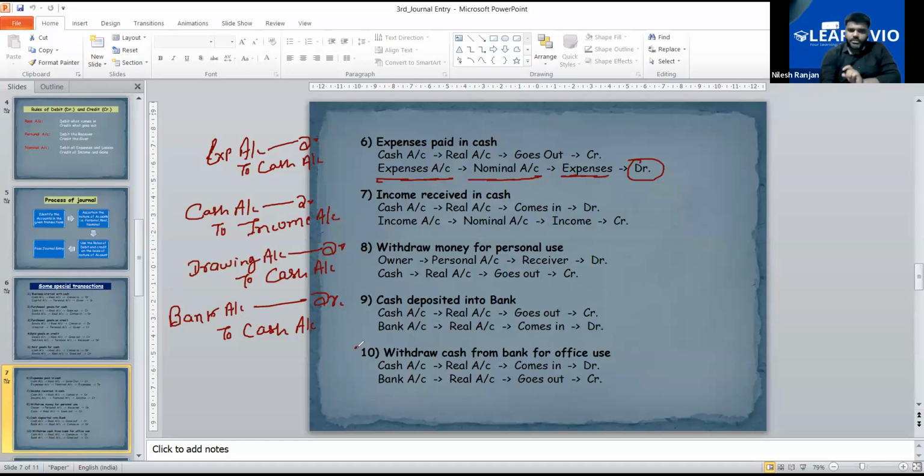Okay. So the next transaction is withdrawn cash from bank for office use. If it is for personal use, either personal use or household use, then we have to write drawing. But for office use, if we are withdrawing cash, cash is coming into the business. So it will be cash account debit to bank account.